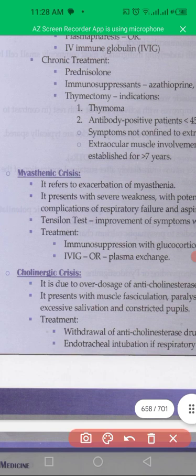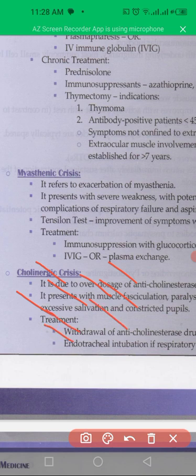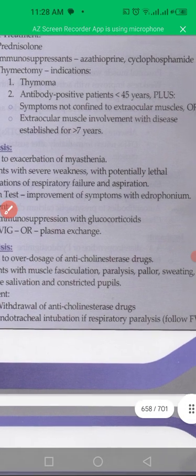Another one is cholinergic crisis, which occurs due to overdosage of anticholinesterase; fasciculation, paralysis, salivation, and constriction of the pupil happen. Treatment is withdrawal of the anticholinesterase drug. Endotracheal intubation is done if respiratory paralysis is there.